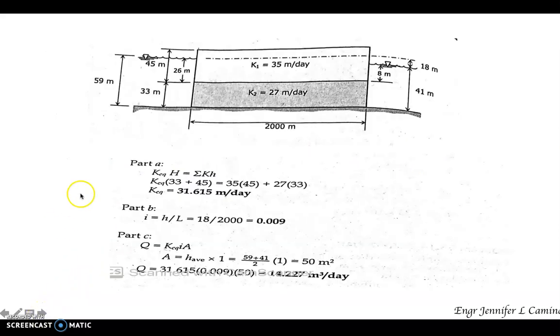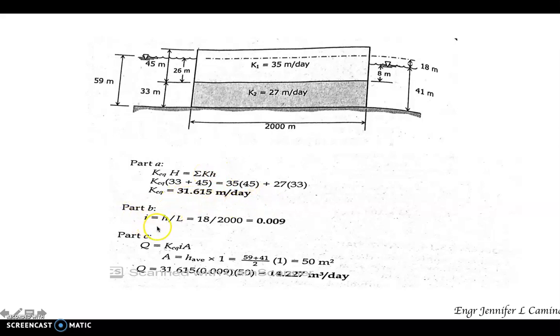For that one, this is our illustration. We have to compute first our equivalent hydraulic conductivity. This is a parallel flow, so use the equation for the parallel flow, substitute our H, the total length of the soil sample, then K per layer times the height per layer, so that is 31.615 meter per day.